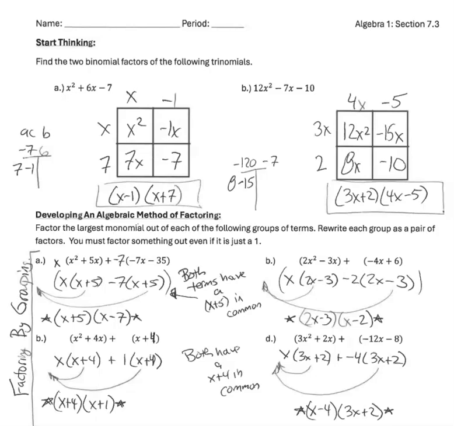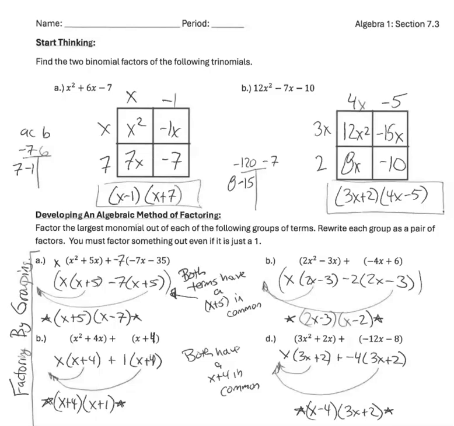On the next one, this one was much more challenging. Still, we went over and filled out the top left box and the bottom right box with the 12x squared and the minus 10. After we had that, we did our ACB chart. This one was much trickier to find the two numbers that multiply to get negative 120 and add to get negative 7, and it is 8 and negative 15. So we put those in the boxes, and we were able to figure out what the binomial factors were.